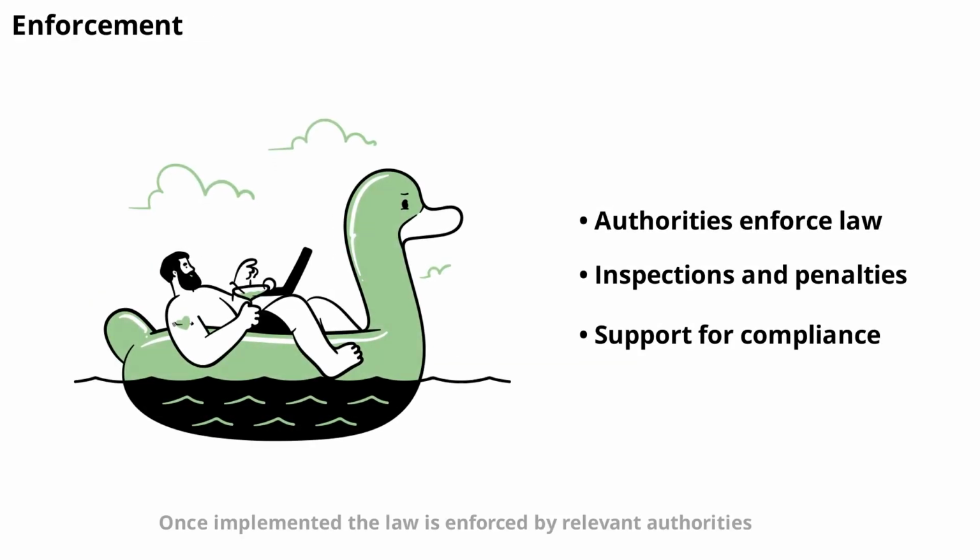Once implemented, the law is enforced by relevant authorities. This means ensuring that everyone follows the new rules. Enforcement may involve inspections, penalties for violations, or support for those affected by the law. Effective enforcement is key to the law's success.